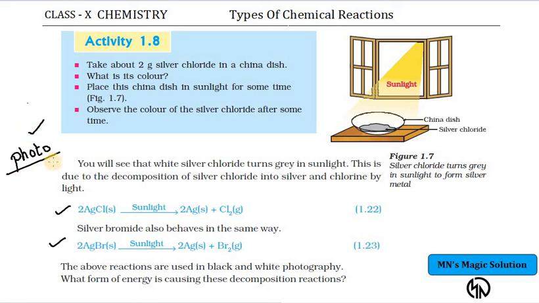So till now we have seen 2 types of reactions. One was combination, the second was decomposition. In combination we saw 3 examples. In decomposition we have seen many examples under 3 categories: thermal decomposition, electrolytic decomposition, and last, photo decomposition. So we have seen the types of decomposition reactions given in your textbook.